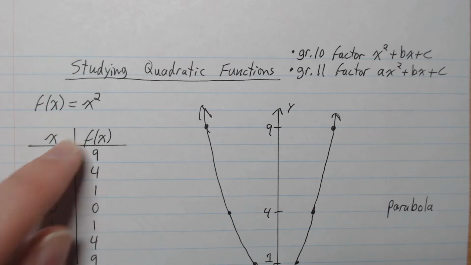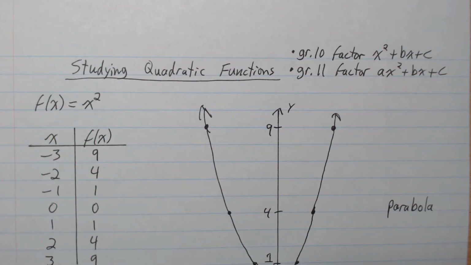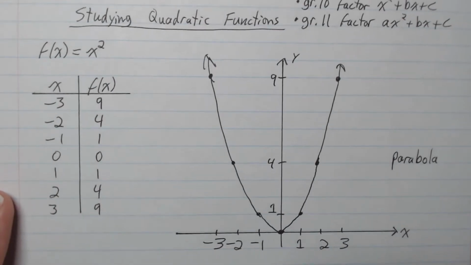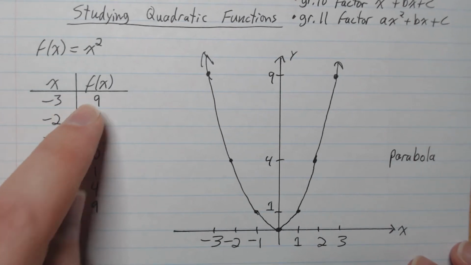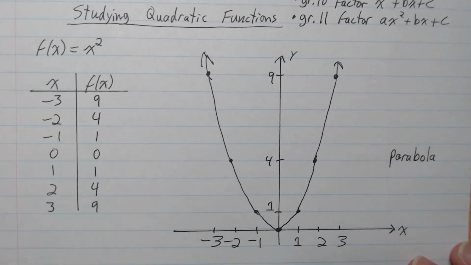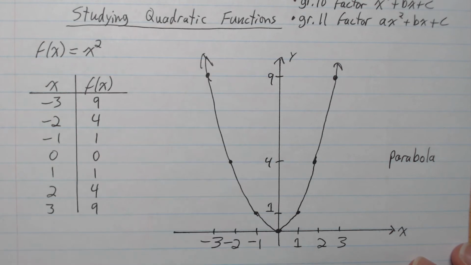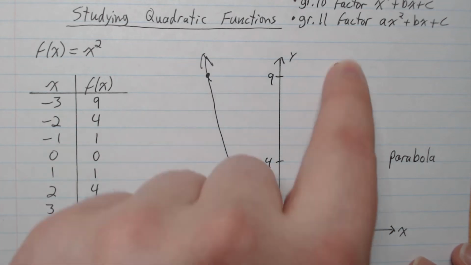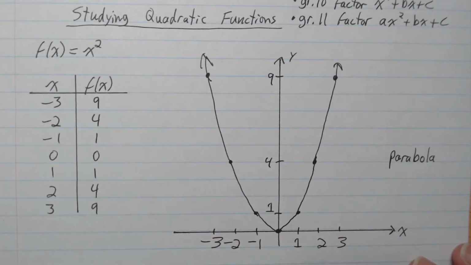So let's look at our function here. F of x equals x squared. And so we have our table right here. So 3 squared is 9, negative 2 squared is 4, negative 1 squared is 1, etc. And then when we graph it, it gives us this shape, right? 0 squared, 1 squared 1, 2 squared 4, 3 squared 9. And we call this shape a parabola.